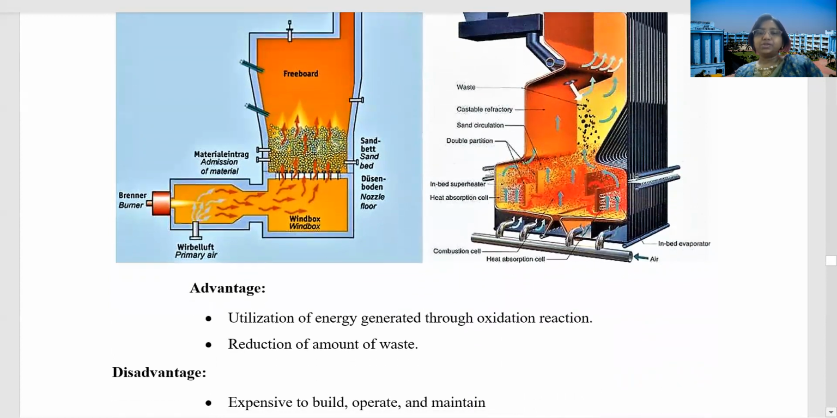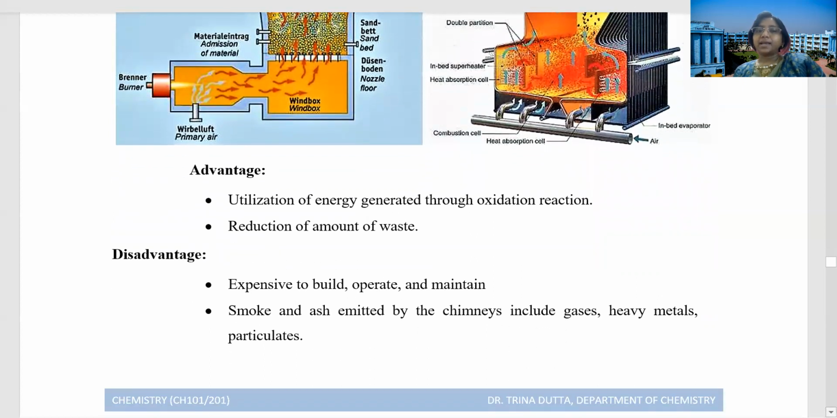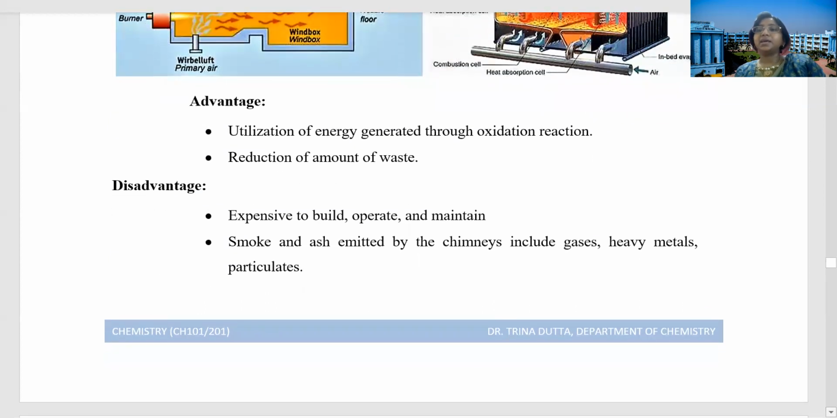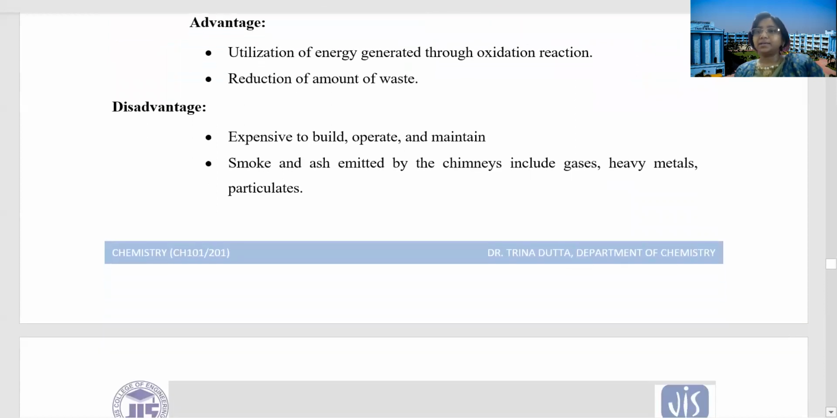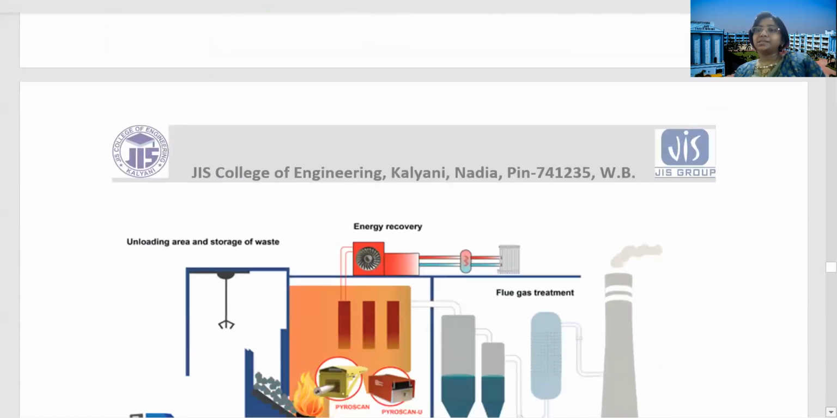What is the advantage? Utilization of energy generated through the oxidation reaction, and reduction of the amount of waste, so volume reduction is one of the advantages. But what is the disadvantage? All these things also have disadvantages. It is expensive to build, operate and maintain. And second, the smoke and ash emitted by the chimneys include gases, heavy metals, particulate matter. So basically, it creates huge air pollution. If you burn the waste material, a huge amount of air pollutants will be generated. So that is very harmful.